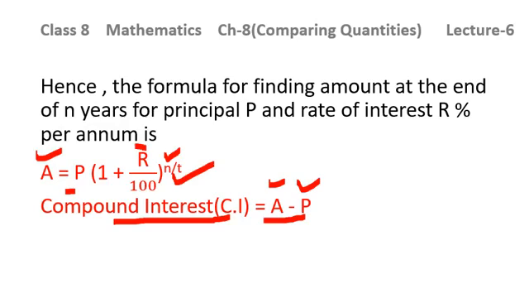You are supposed to directly use the formula which I told you, but you should know the derivation so that you should be aware why we are using this formula, from where this formula has been derived. So in the questions, directly use the formula of amount and compound interest.